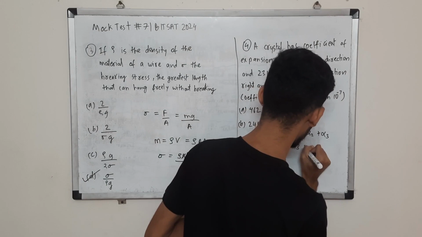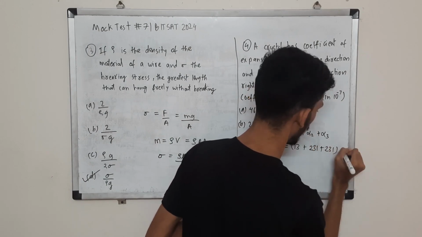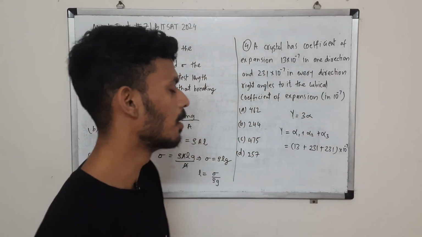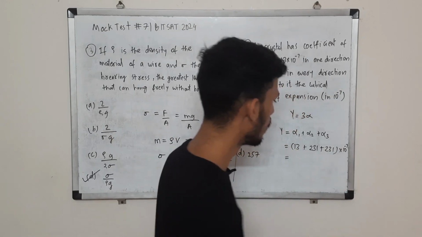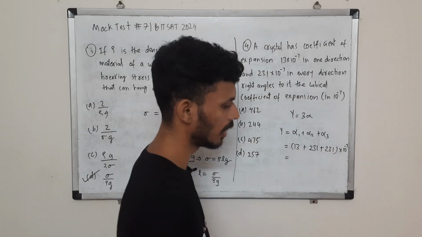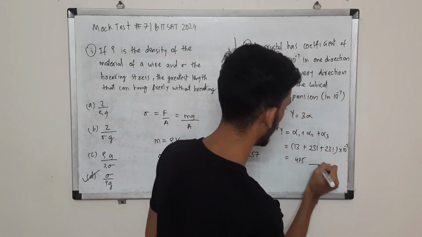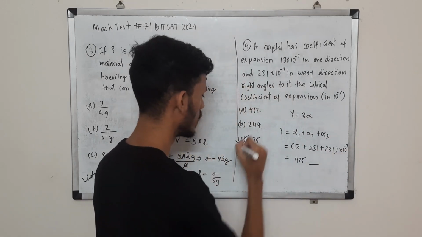So 13 in x direction, 231 in y and 231 in z, and also we have 10 to the power minus 7. We are supposed to tell in the units of 10 to the power minus 7, so we can ignore that. We'll only focus on this value. So 230 is 460, 462 and 13, 475, right? 475 and that power of minus 7. So 475, option C is correct.